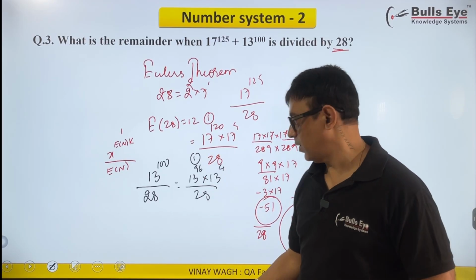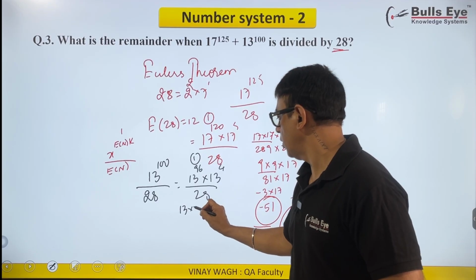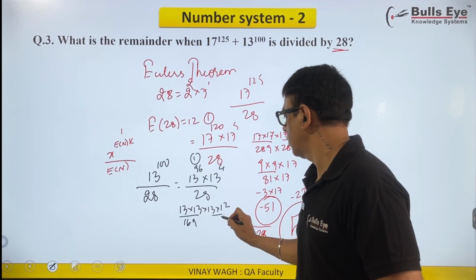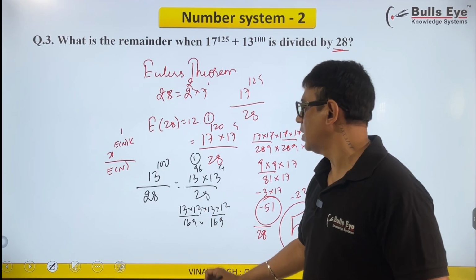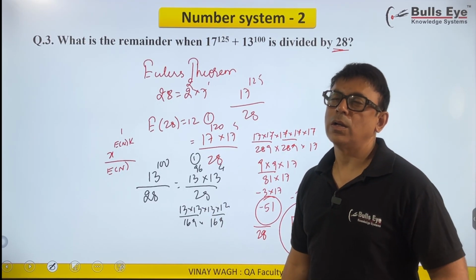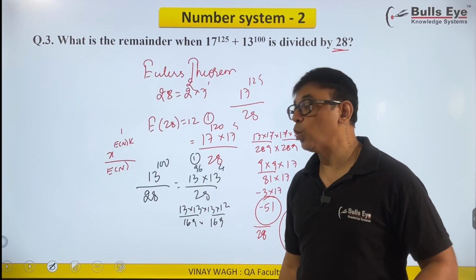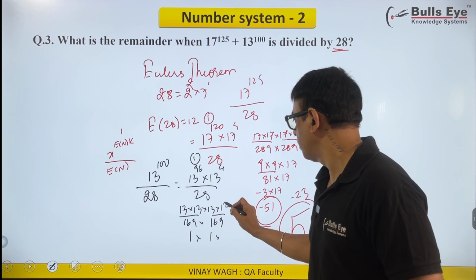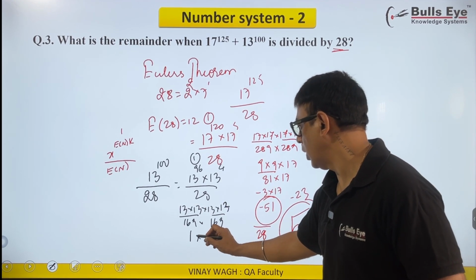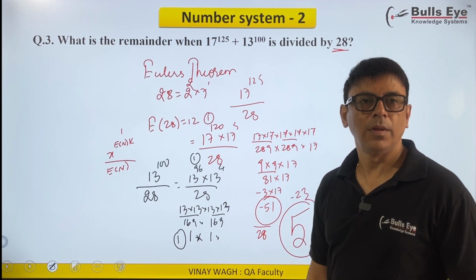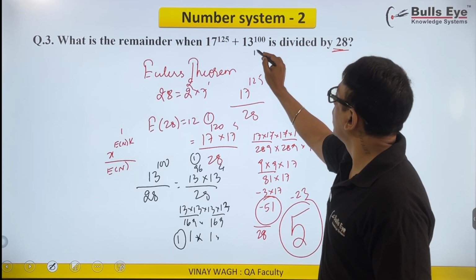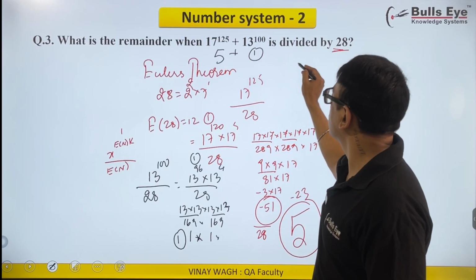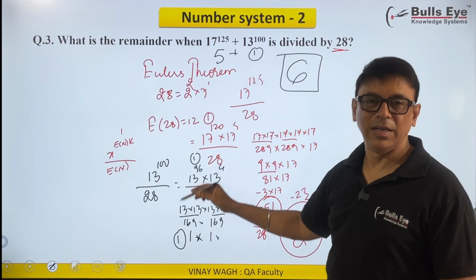So I'm finding the remainder of the rest. 13 raised to 4 is 13, 13, 13, 13. That's 169 and this is 169. 169 divided by 28: 28 6s are 168. So the remainder is 1, and here the remainder is 1. 13 was 4 times, 1 into 1 is finally 1. So the remainder here is 1, and the remainder in the other case is 5. So my final answer is 5 plus 1, 6 is the remainder.